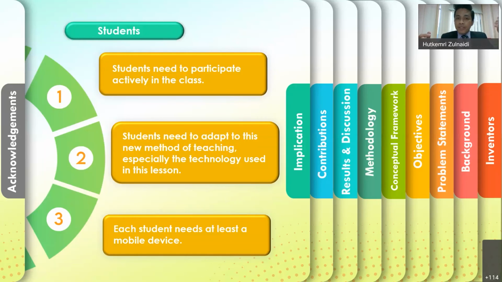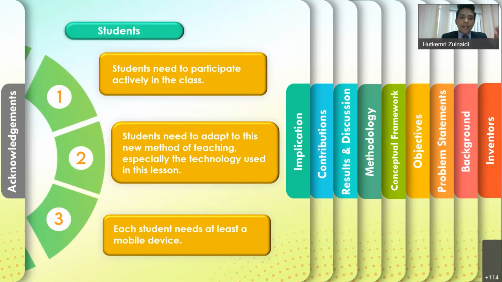The first is that students need to participate actively in the class. We know that when we use other methods, the problem is the participation of the students. So we make sure that students also involve themselves in each activity we conduct. They need to adapt to this new method of teaching, especially the technology used in the classroom.